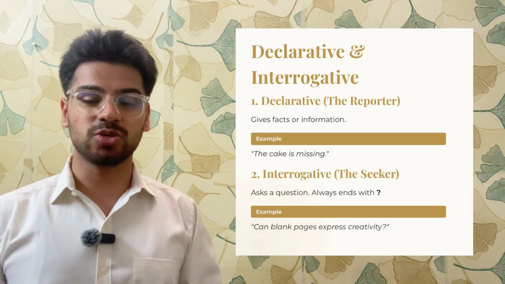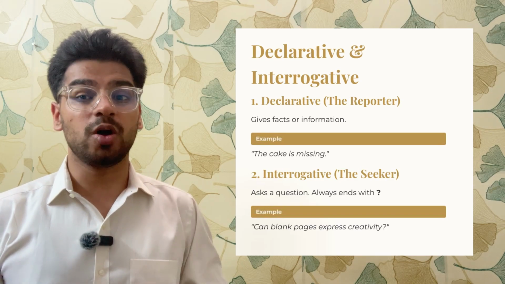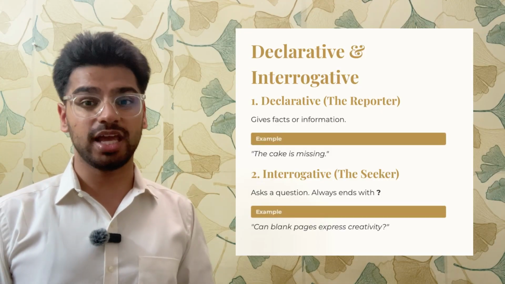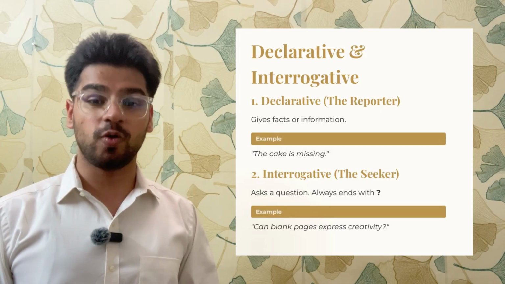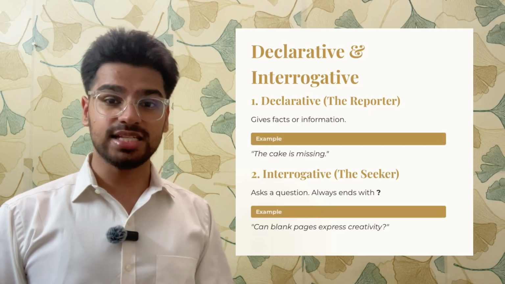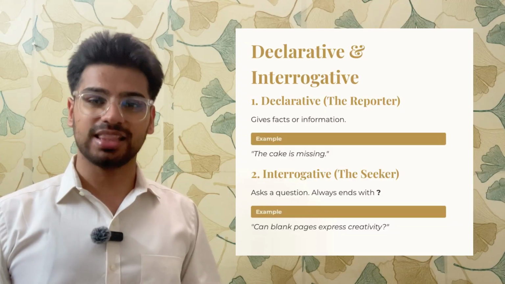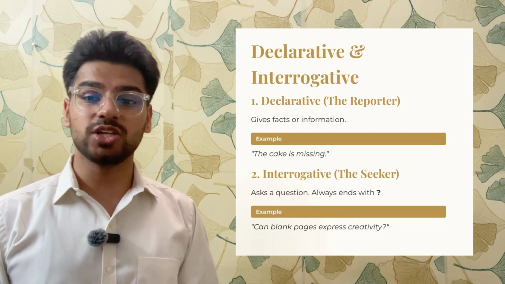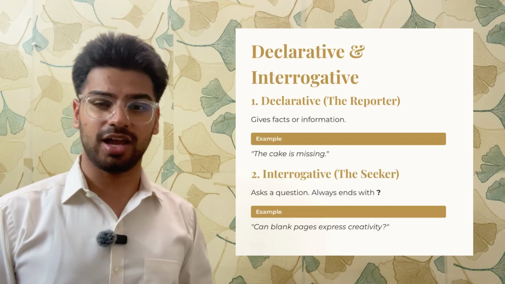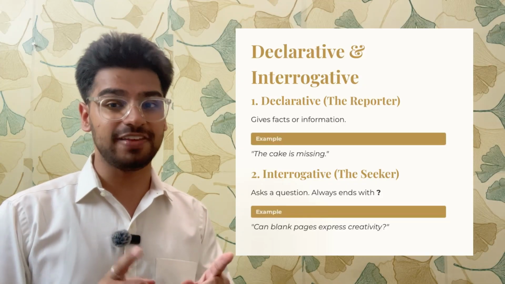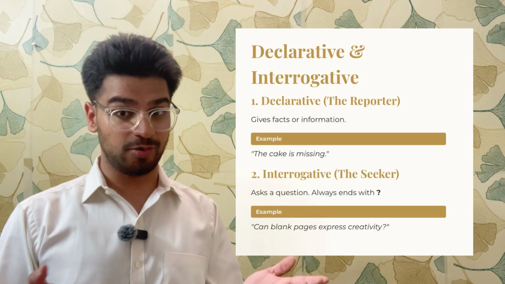Type 2. Interrogative sentence. An interrogative sentence asks a question. Examples, where do you live? What is your name? Why are you late? Notice the question mark. These sentences want information. Let's understand it with an example. If teacher asks you, why is your homework blank? You may reply, can blank pages express creativity? That is definitely an interrogative sentence and probably a dangerous answer.